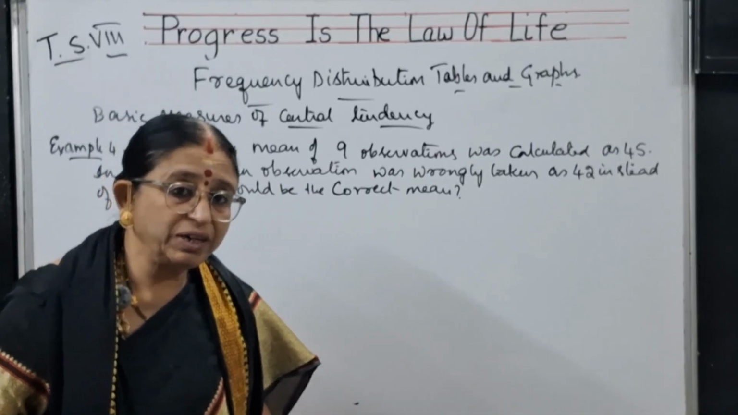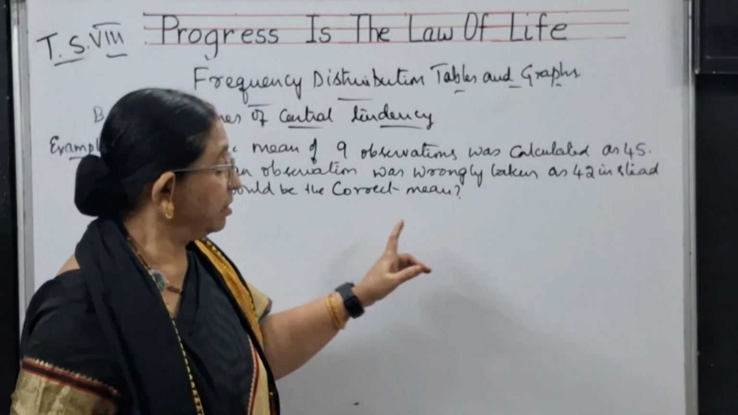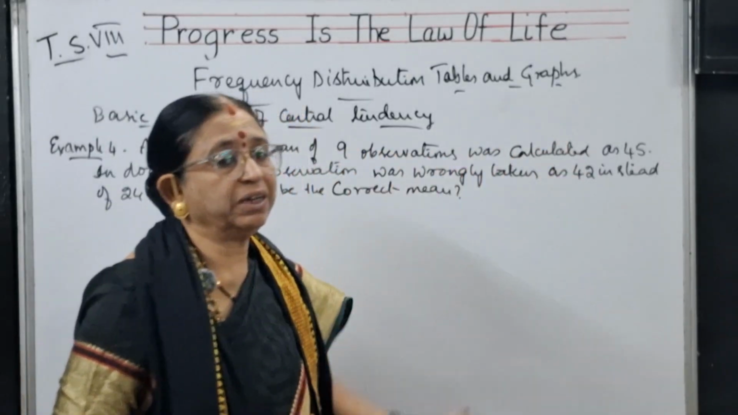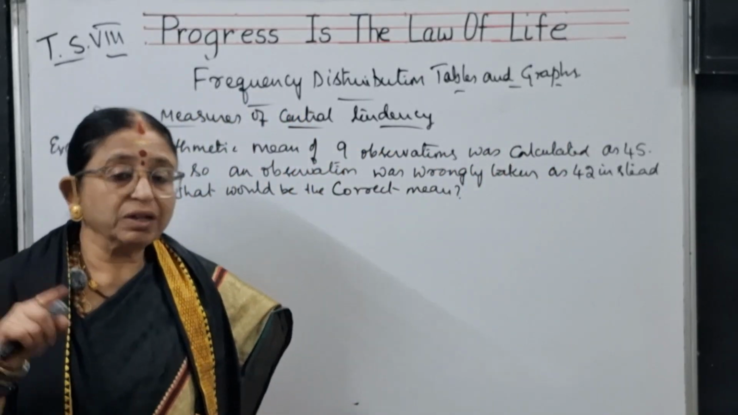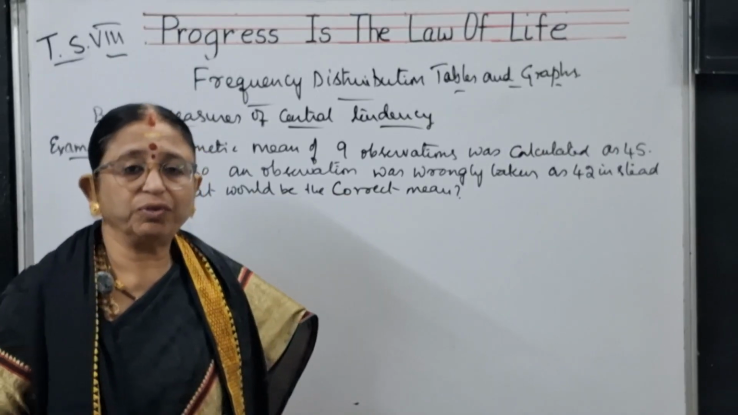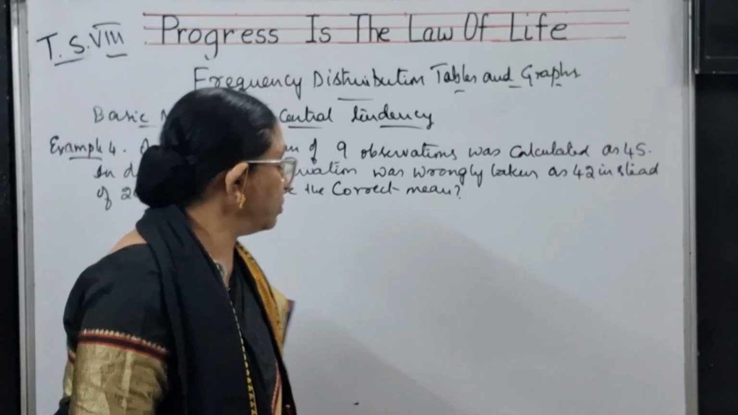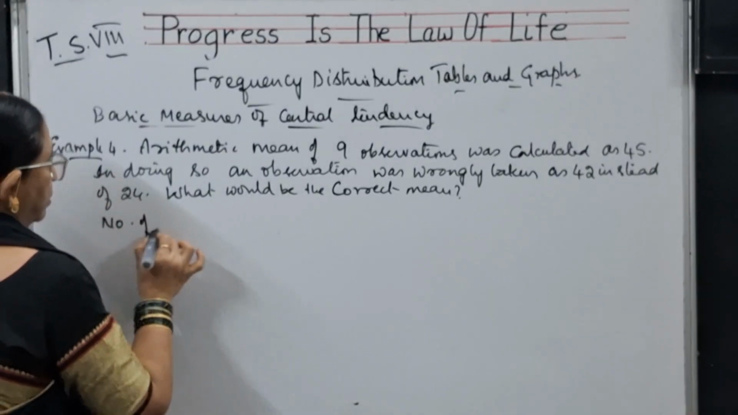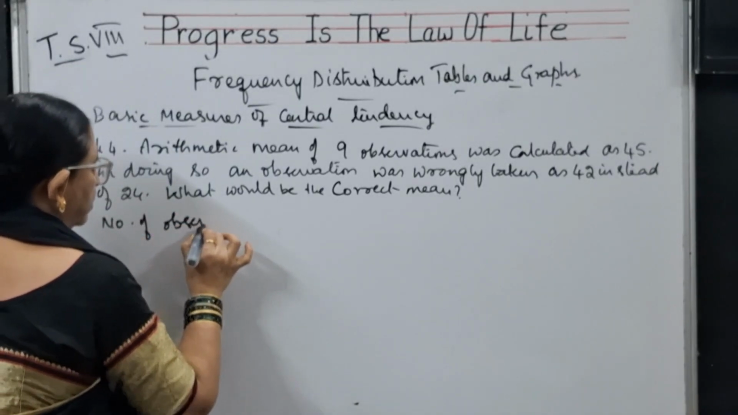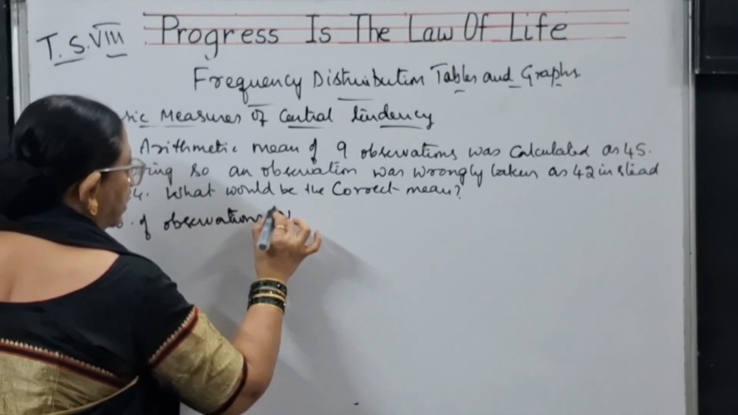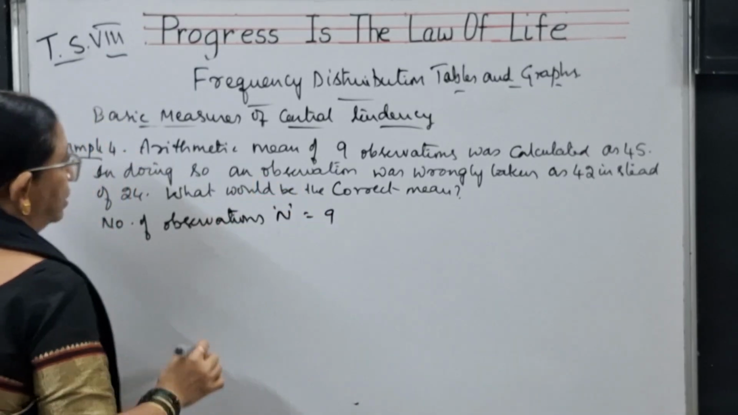What is the reason for it? The reason is the number is supposed to be taken as 24, but they have taken it as 42. So now the question is: what is the correct mean? We need to find out the correct mean of it. So let us see the number of observations: n is equal to 9.